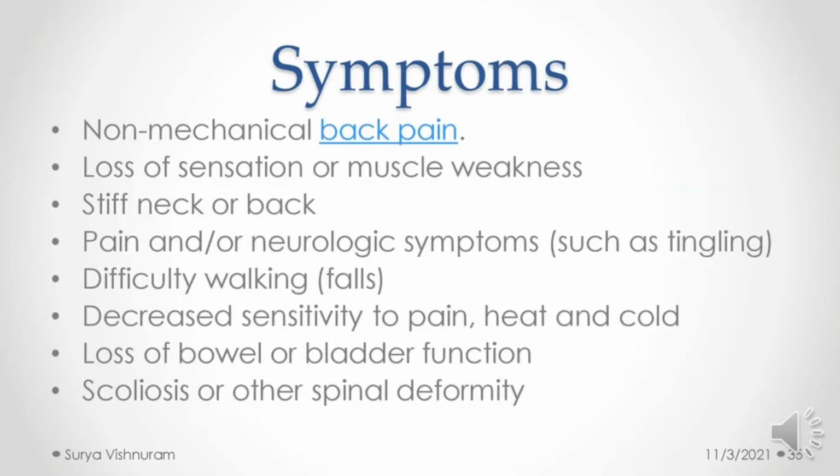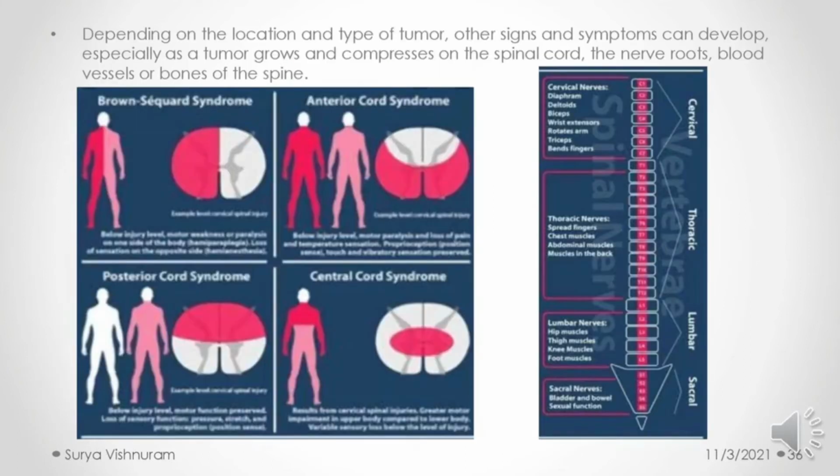Symptoms include non-mechanical back pain, loss of sensation or muscle weakness, stiff neck and stiff back, and neurological symptoms such as tingling and difficulty in walking. The patient experiences frequent falls, decreased sensitivity to pain, heat and cold, and loss of bowel and bladder function. Scoliosis and other spinal deformity may also be visible. Depending on the location and type of tumor, other signs and symptoms can also develop, especially as the tumor grows and compresses the spinal cord. The nerve roots, blood vessels or bones of the spine may also be involved.